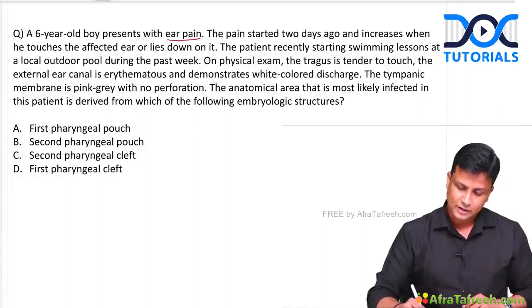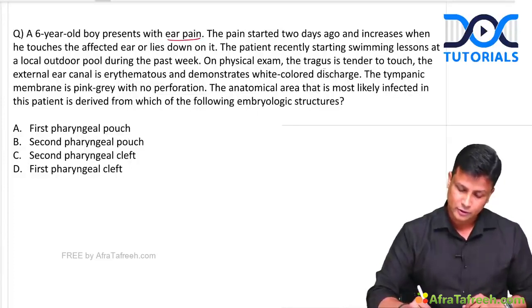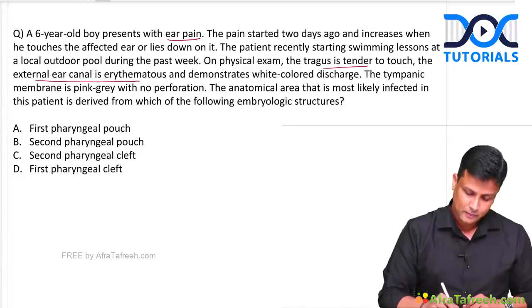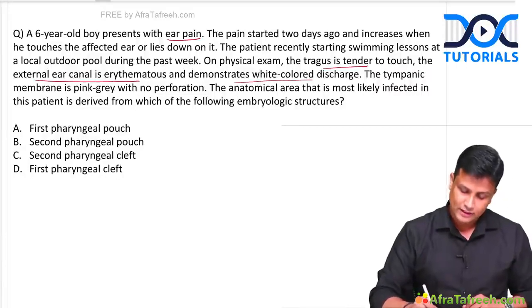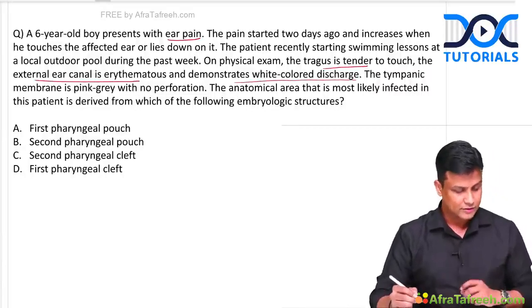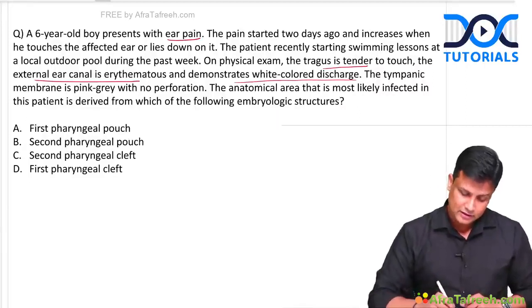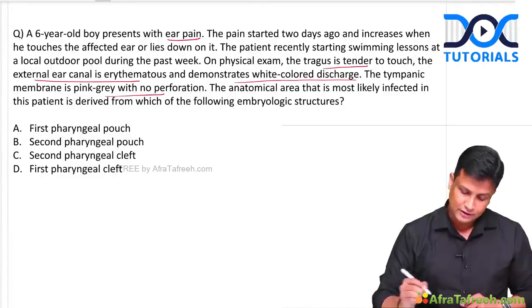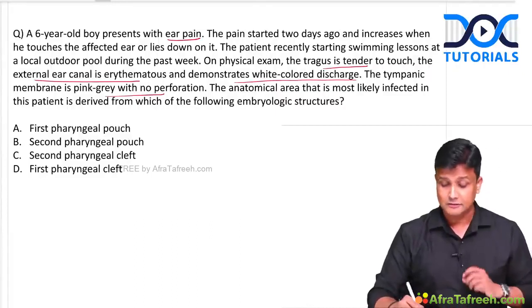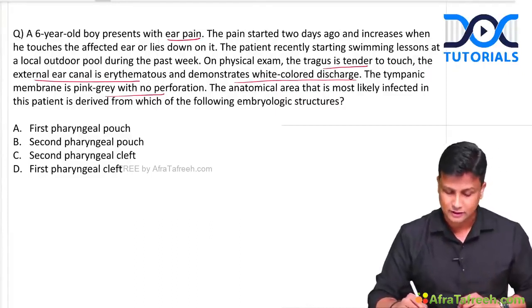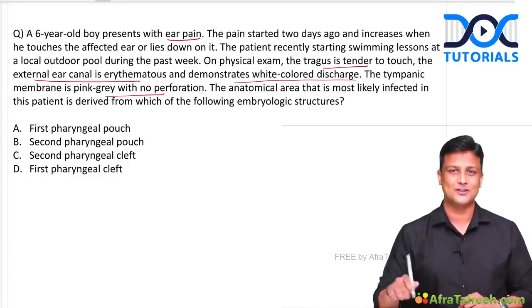On physical examination, the tragus is tender to touch and the external ear canal is erythematous and demonstrates a white colored discharge, guys. The tympanic membrane is pink-gray with no perforations. The anatomical area that is most likely infected in this patient is derived from which of the following embryological structures?